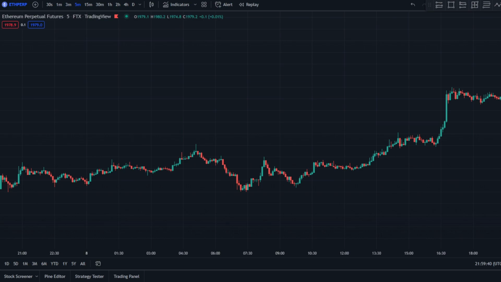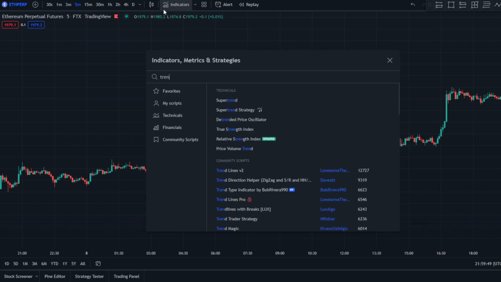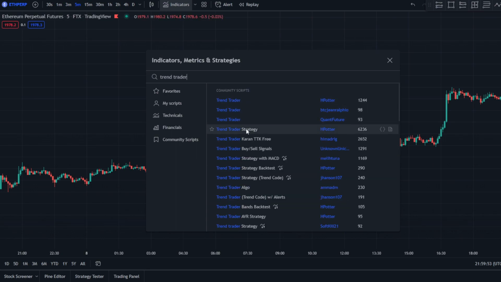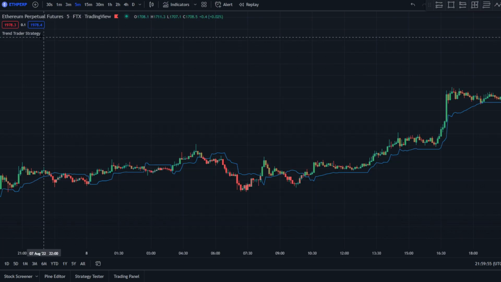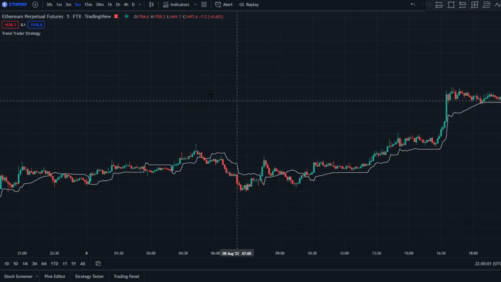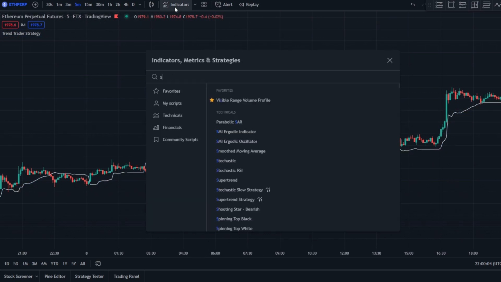And yeah, so let's get right into this video. So for this video, we have 3 indicators that we'll be using. First up will be your trend trader strategy. So search trend trader, you'll see this trend trader strategy indicator. For this, what you want to change is just remove the bar color and change the trend trader strategy from blue to white. Next up, you'll be using your stochastic RSI.